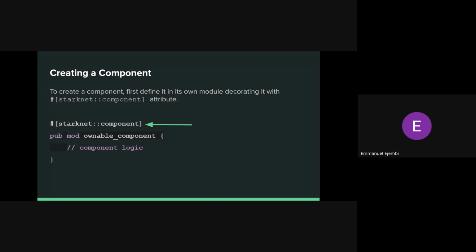So how do we create a component? When creating a contract, you decorate your module with the attribute #[starknet::contract]. But in the case of components, you do that with #[starknet::component], and that tells the Cairo compiler that you are trying to create a component, and whatever logic goes in is responsible for the component.